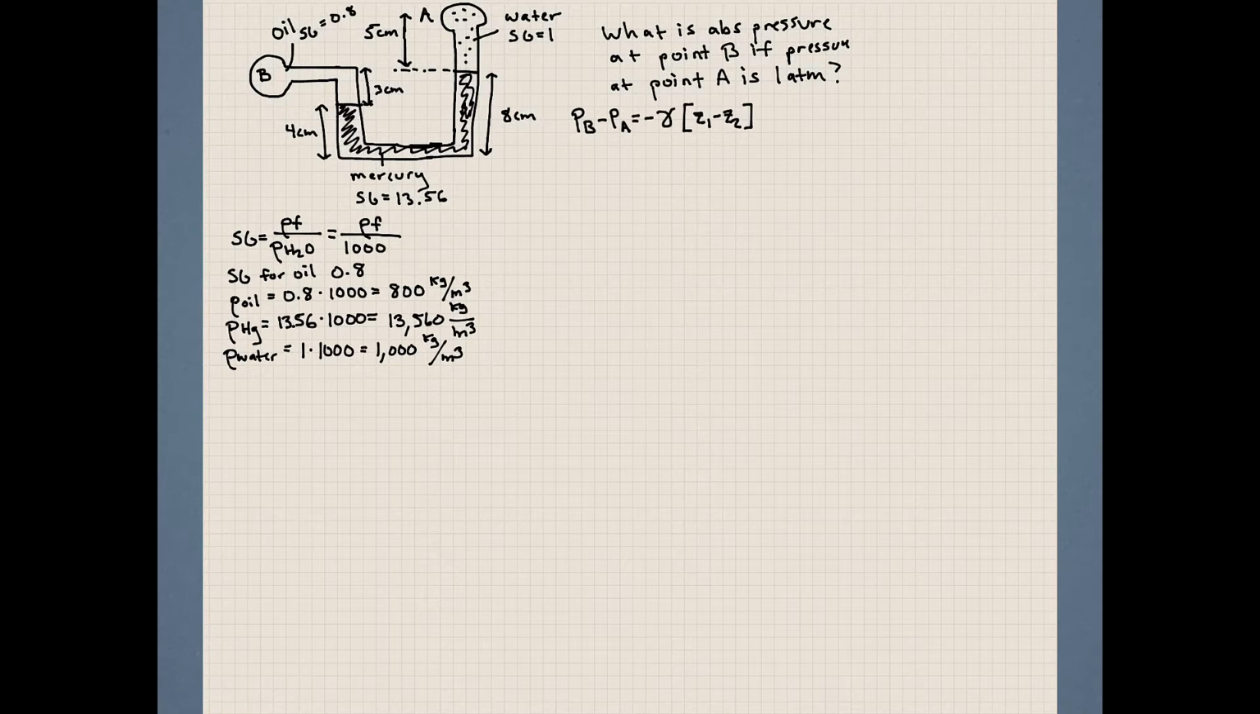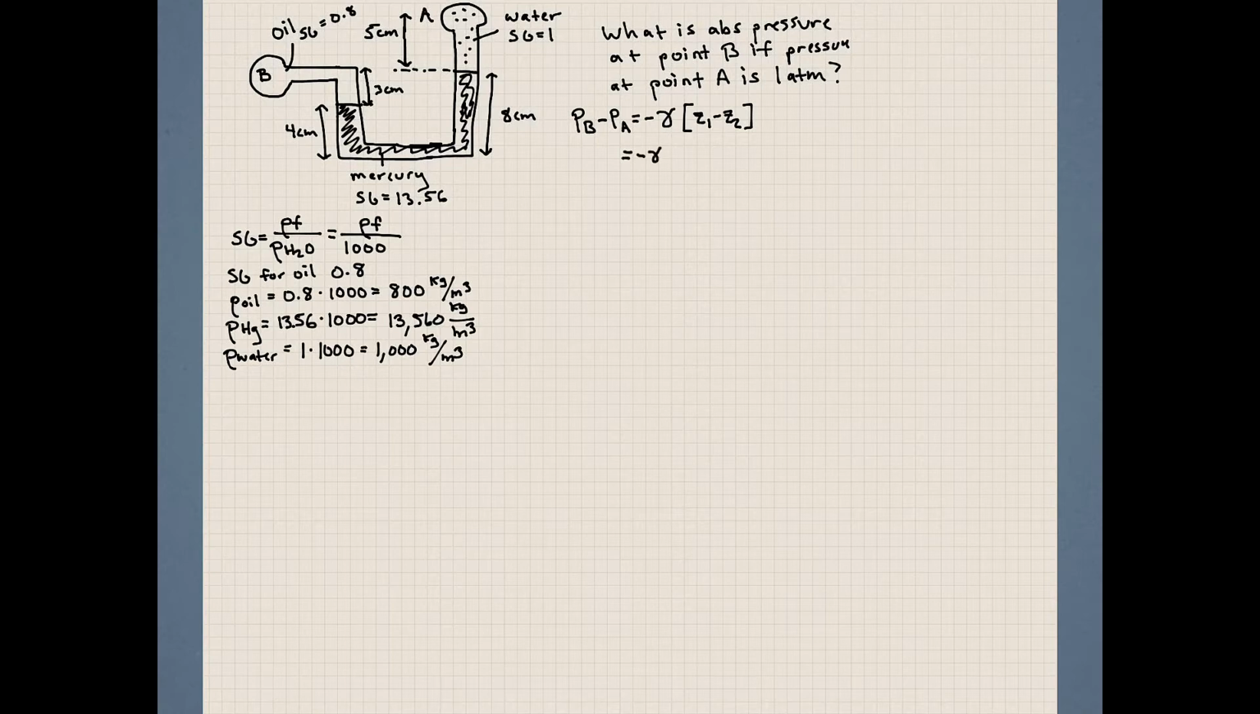Now, this relation may not mean much to you at this moment, but what we're going to do is traverse ourselves through this manometer, and depending on the point we start and the point we end, we're going to designate the sign convention for our height. So here we have gamma. Let's address this first. Gamma is the density of the fluid times gravity. We've calculated the densities for all the fluids. If we multiply that by gravity, which is 9.81, we get the specific weight of that fluid. For now, I'll just leave it in terms of gamma.